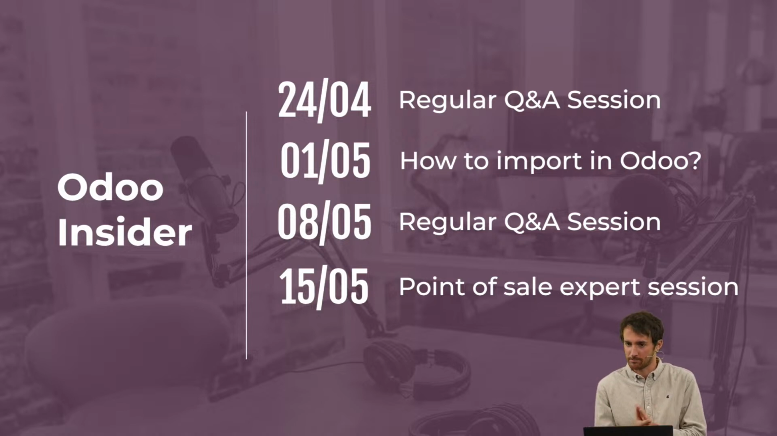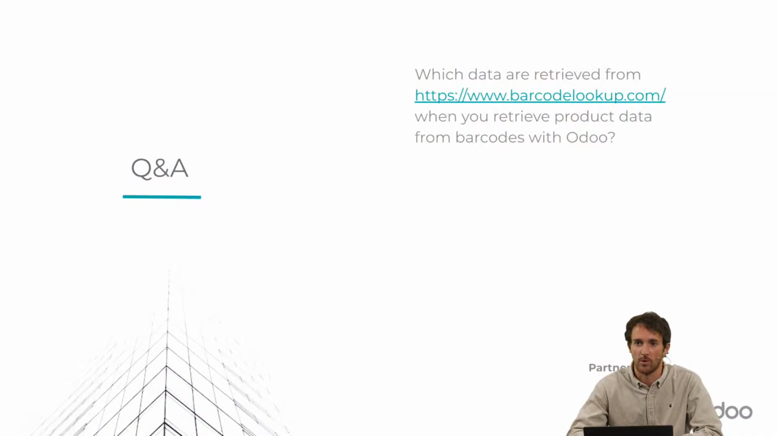Before starting as well, and to give you time to prepare your questions, I would like to address a question that we received maybe a few weeks ago. But I think it is pretty interesting and probably not known so much by users of Odoo. It asks which data are retrieved from Barcode lookup.com when you retrieve the product data from barcode with Odoo. This feature is rather new.